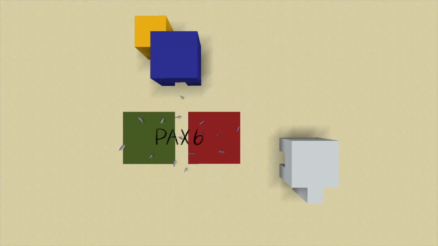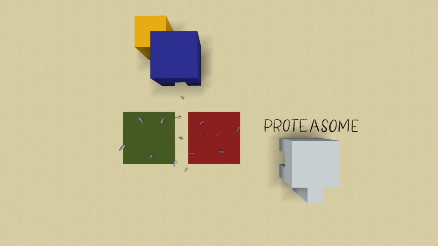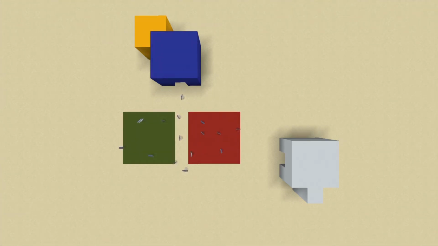PAX6 normally exists as one area, but in order to become 2 to form 2 eye vesicles, MID1 moves through, grabbing PAX6 and taking it to the proteasome to be degraded. In order for this to happen, sonic hedgehog selectively up and down regulates MID1.